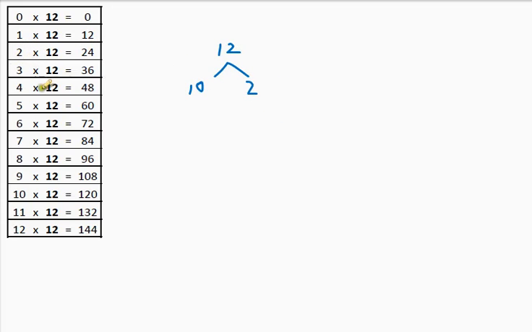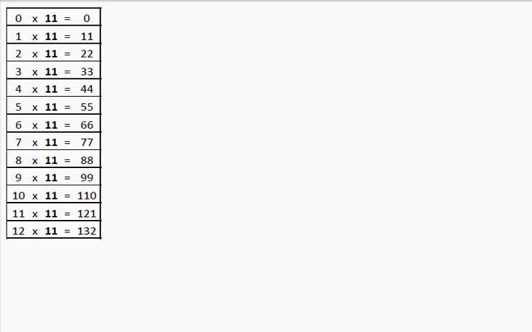For instance, 3 times 12. 3 times 10 is 30, and 3 times 2 is 6, so that makes 36. 4 times 10 is 40, and 4 times 2 is 8, so that makes 48, and so on. So 12 times tables, it's nice if you know it, but you can quickly work it out by partitioning your 12 into 10 and 2, okay?